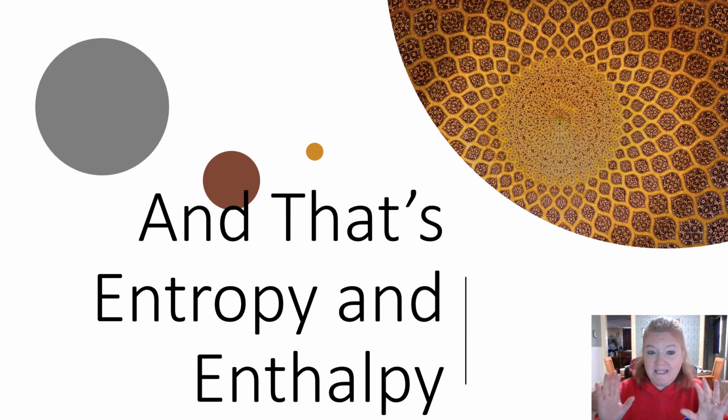And there you have it. That's entropy and enthalpy. Entropy, disorder. Systems favor more entropy, more disorder. And enthalpy, energy. Systems favor less energy, less enthalpy. More entropy, less energy. That makes it spontaneous. Remember, delta H represents energy, the heat of reaction, and if it's negative, it's spontaneous.